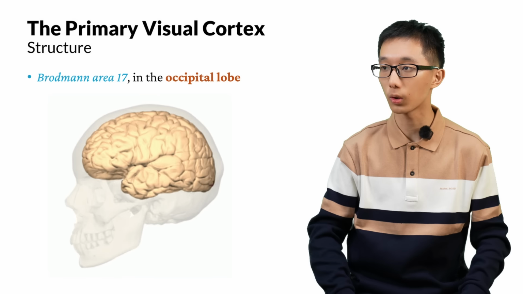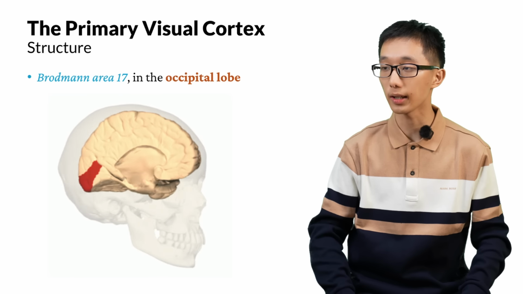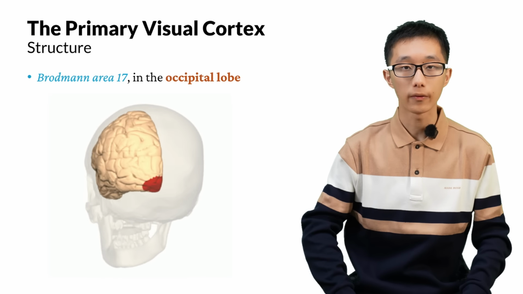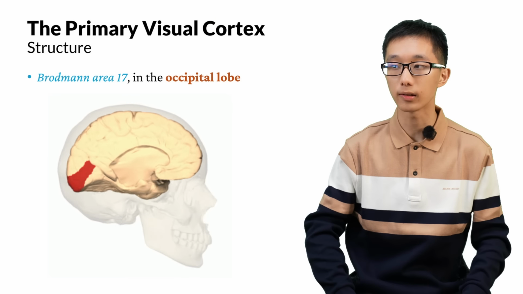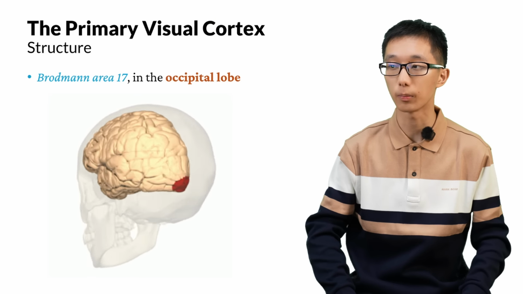The primary visual cortex. The primary visual cortex is numbered the Brodmann area 17. It is located in the occipital lobe at the back of our head. The primary visual cortex has some part at the surface of the back and some part in the middle, in the midline of our brain.